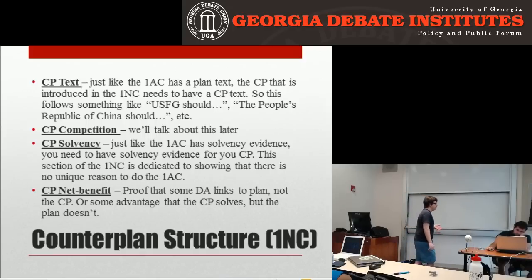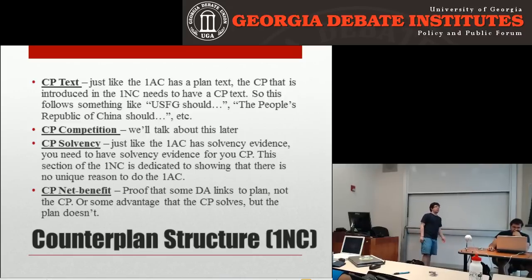Just like you have a plan that's the United States federal government should authorize drilling in Cuba with partnerships with the United States or whatever the plan text, you also have a counterplan text. And that will usually be the focal point of your 1NC and helps describe exactly what the counterplan does. The second thing that you'll see is counterplan competition, which we'll talk about a little bit later in this PowerPoint.